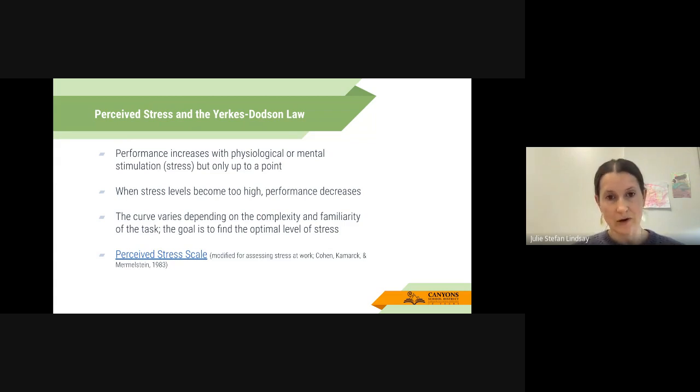So I did want to put a link in there. There's a perceived stress scale, and that particular link has been modified to apply to work. So since we are in the classroom, supporting a lot of students who are also under a lot of stress and have some heightened responses, that scale will give you a sense of how stressed you are at work and where you are on that graph. About a 13 on that scale score is considered optimal. If you're scoring 20 or higher, then you may have dipped into stress levels that are no longer serving our performance. So something to check out if you're interested.